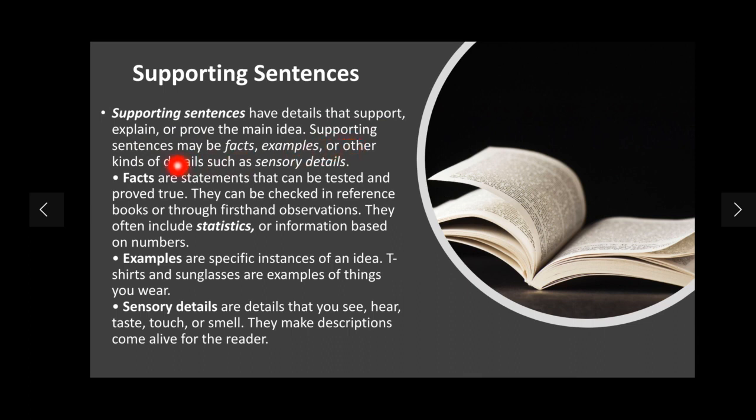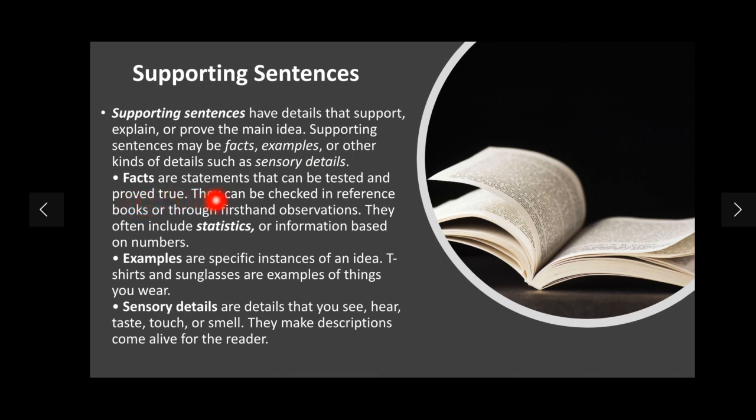So supporting sentences may be facts, for example, or other kinds of details such as sensory details. So it means the details of the main idea would be given in supporting sentences. So supporting sentences would talk about the main idea, right? And that main idea would be explained in supporting sentences.